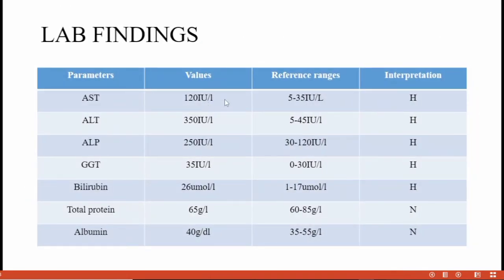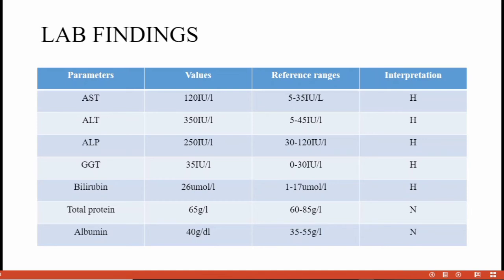AST was 120 with upper limit of 35, ALT 350 with upper limit of 45, so it's markedly elevated. Alkaline phosphatase was 250 with upper limit of 120. GGT was 35 with upper limit of 30, so it's elevated but not much. Bilirubin was 26 with upper limit of 17. Usually when they mention bilirubin without specifying the type, it's total bilirubin. Some labs will give total bilirubin and indirect bilirubin so that you calculate the direct. Indirect bilirubin is the unconjugated bilirubin. The direct is the conjugated.